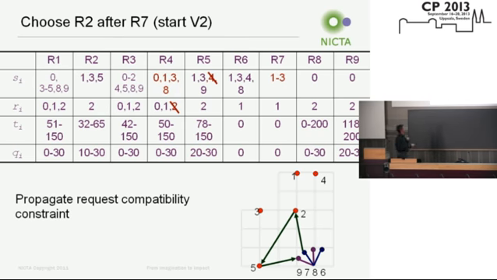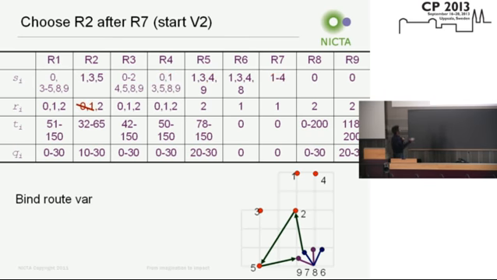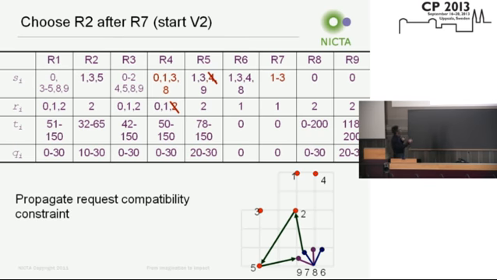As soon as I bind my route variable, my request compatibility constraint kicks in, and I can remove from 4 the value 2, to make sure that I don't put request 4 on route 2. Now the nice thing there is that I also get to remove a couple of possible successors for 4 as well, just based on the fact that it can no longer be in route 2.